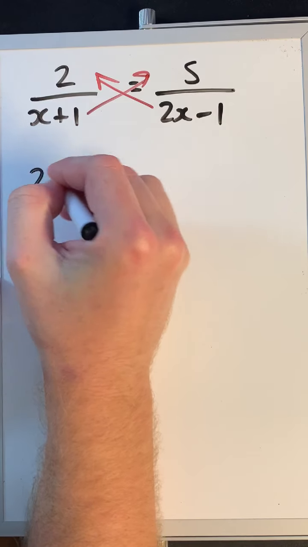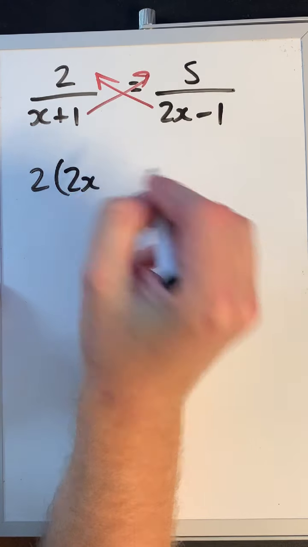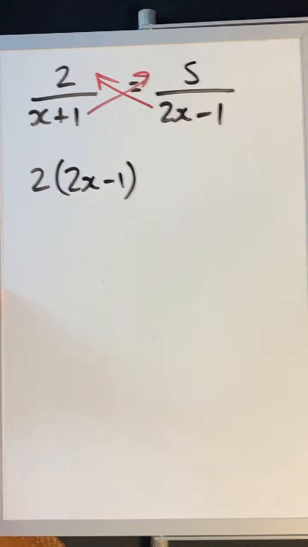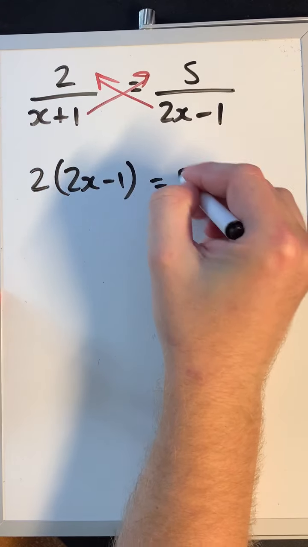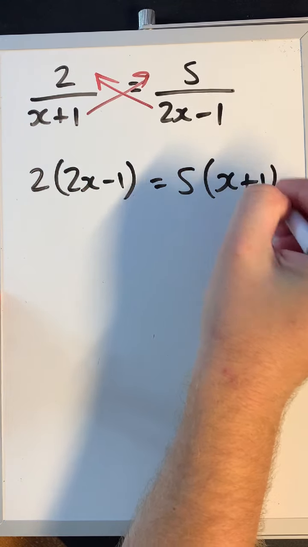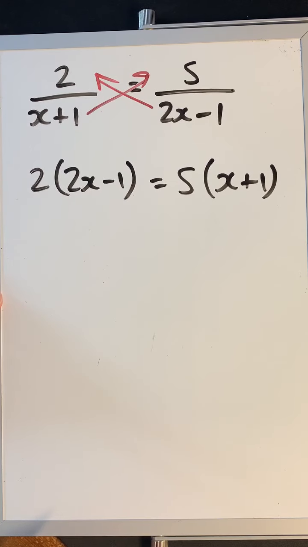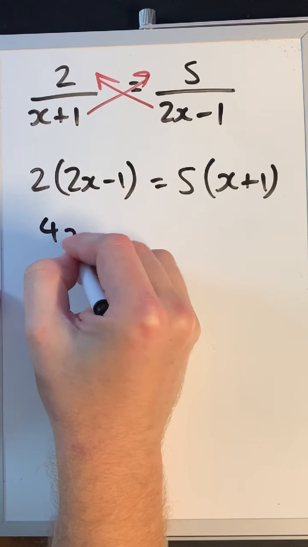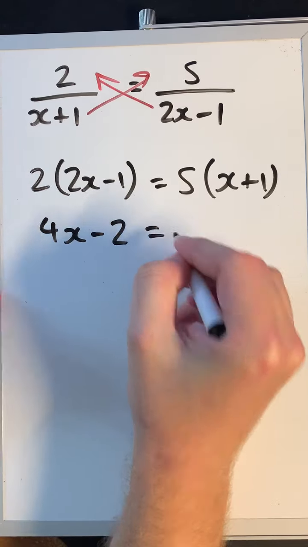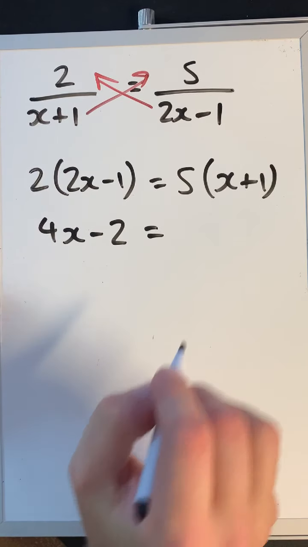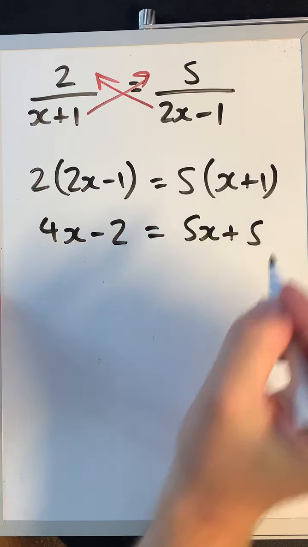So on the left-hand side we're left with 2 multiplied by 2x minus 1, and on the right we've got 5 times x plus 1. So let's multiply this out then. 4x minus 2 is equals to 5x plus 5.